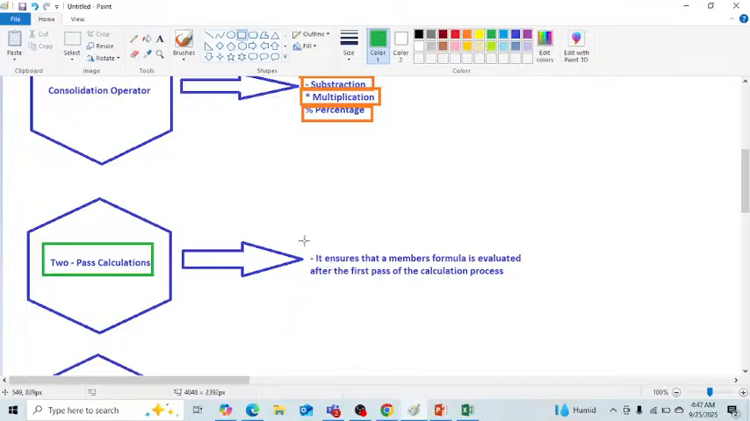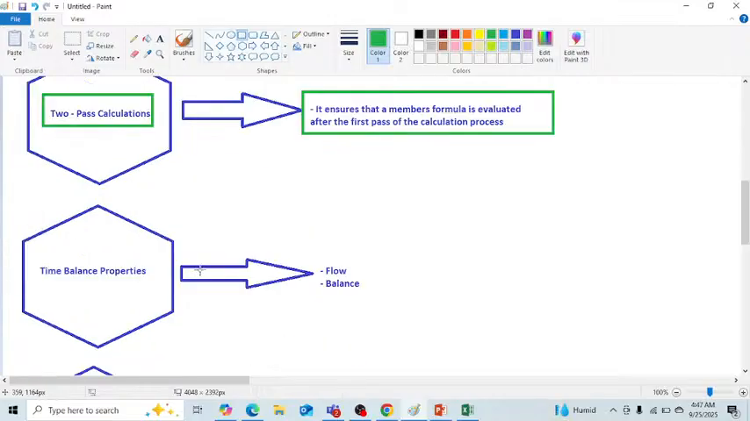It ensures that a member formula is evaluated after the first pass of the calculation. So we have to keep in mind which two pass calculation we will implement in the instance while using this. Then we have the time balance property, very important. We have to select the member properties very wisely, because one mistake can absolutely ruin your whole financial structure.